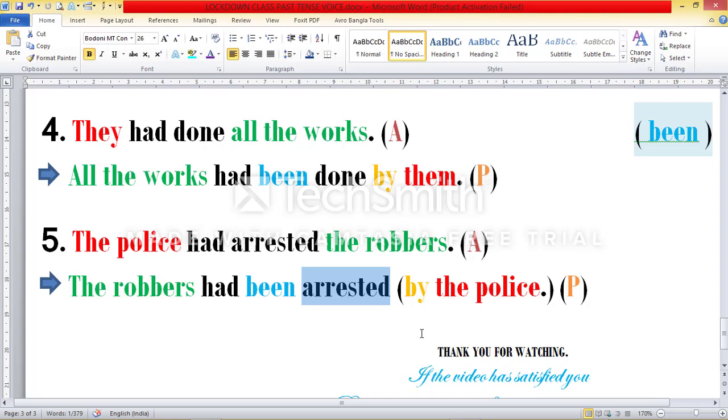Then the agent or object is optional. We can write it, or it is possible that without writing it also we can turn it into passive. So by the police has here become object. So it is up to you whether you write it or not, because the robbers had been arrested. It is already clear, the meaning is clear. So this is all.